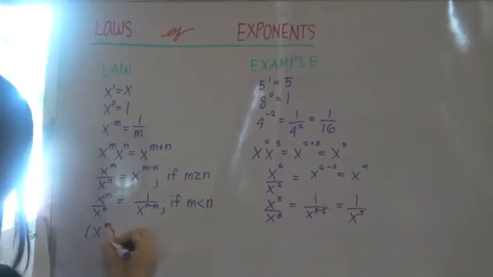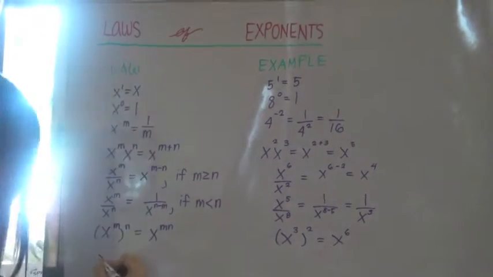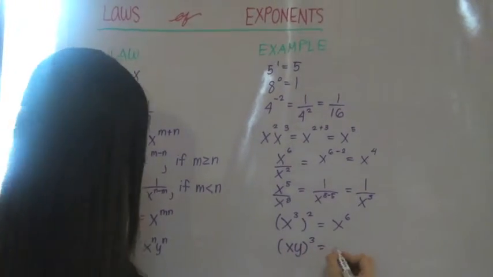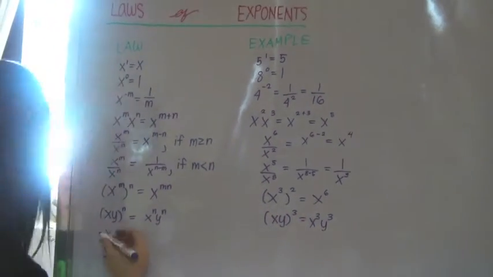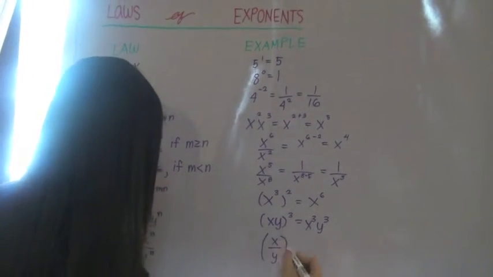If you have a power of a power, then multiply the powers together. If you have a power of a product, then distribute the power into the terms. If you have a power of a quotient, then distribute the power into the numerator and to the denominator.